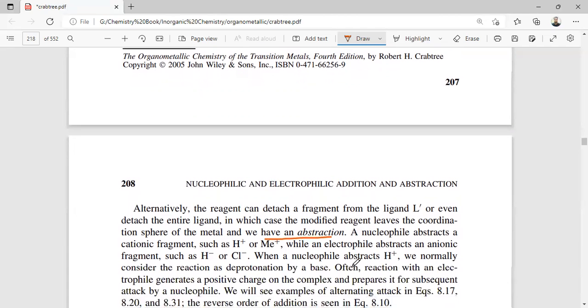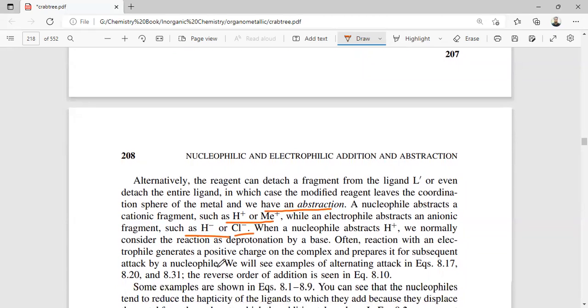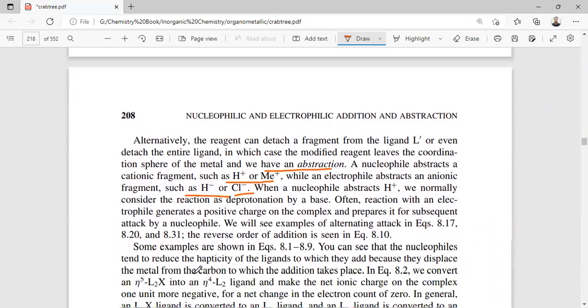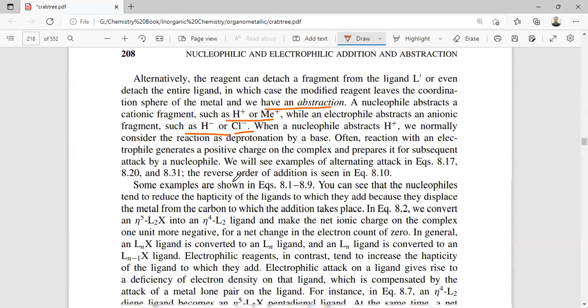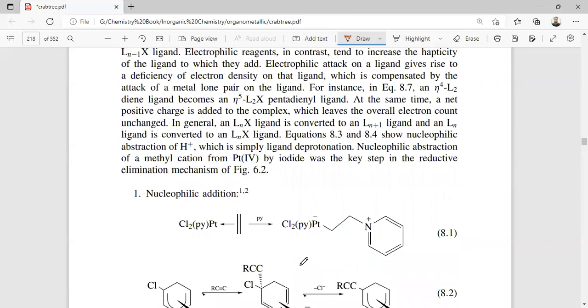A nucleophile abstracts a cationic fragment such as H plus or Me plus, while an electrophile can abstract an anionic fragment such as H minus or Cl minus. When the nucleophile abstracts H plus, we normally consider the reaction a deprotonation by a base, and the reaction with an electrophile generates a positive charge on the complex, perhaps setting it up for substitution attack by a nucleophile. Some examples are shown here.